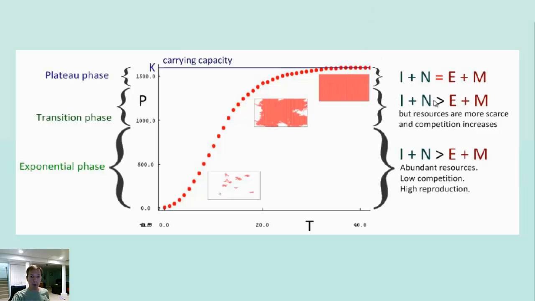If the number of immigrants and births are greater, represented in both of these first two segments, then the population is going to increase. And that's true in the exponential and transition phase, that there's going to be either more immigrants, more births, or some combination.